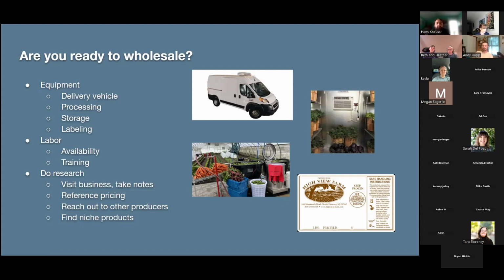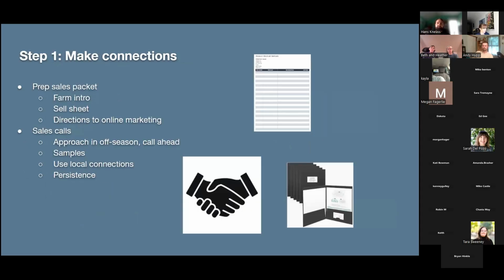Everybody has tomatoes and peppers and things like that, but if you have a specialty crop that you can raise and supply to them, that might be a way to get your foot in the door, like I said, and be able to sell them more in the future. So step one, you want to get into a wholesale market. I recommend prepping a sales packet.